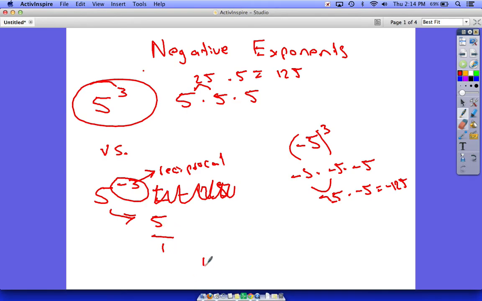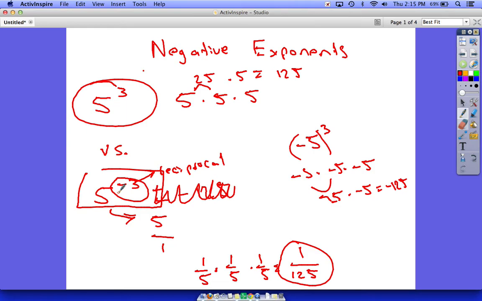So it's actually 1/5. To answer this question up here, we need to take 1/5, which is the reciprocal of 5, and multiply it by itself 3 times. So it's going to be 1/5 times 1/5 times 1/5. Top's going to be 1. 5 times 5 times 5 is 125. So the answer is not 125. It's not negative 125. It's 1/125th, which should be a fairly small number. It would be a decimal if we actually did that. That would be below 1 whole. So this would be your final answer to this problem right here.